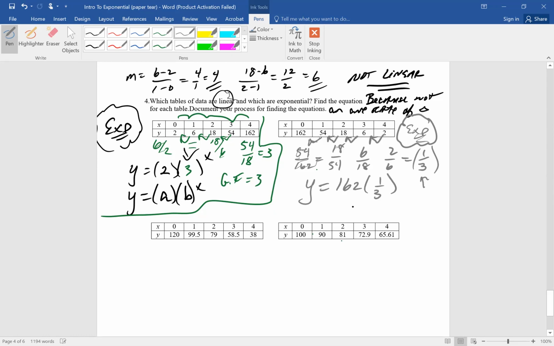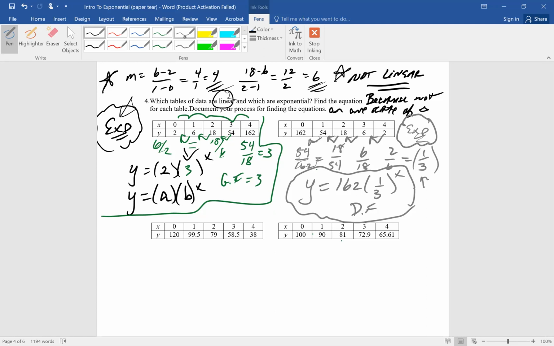My decay factor is 1/3 to the power, and that's my answer. And again, I'm not trying to cut corners, but just for time's sake, you need to do all the checks like we just did for each one of these problems. Meaning, for the first problem here, we checked to see if it was linear, and because the slopes were different, it wasn't linear. We stated that, and so we said it was exponential.